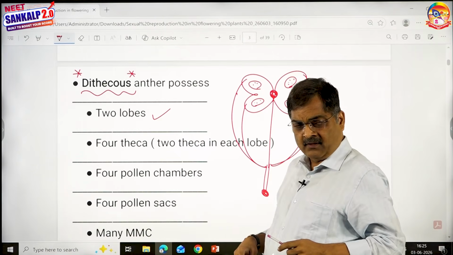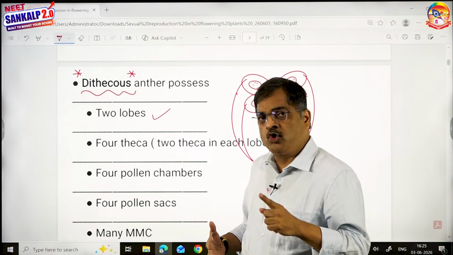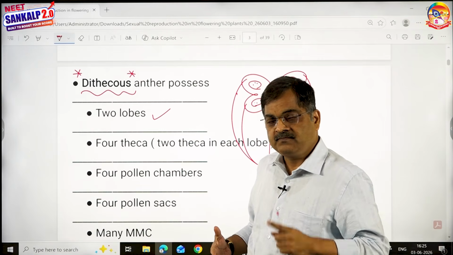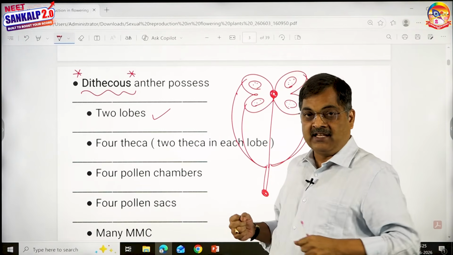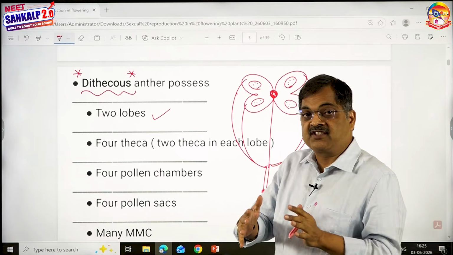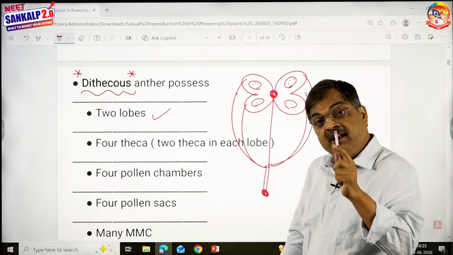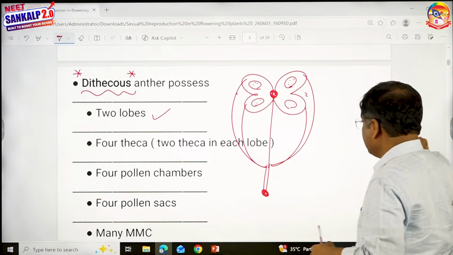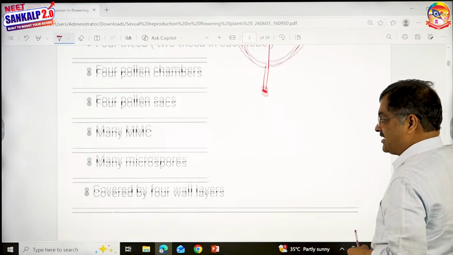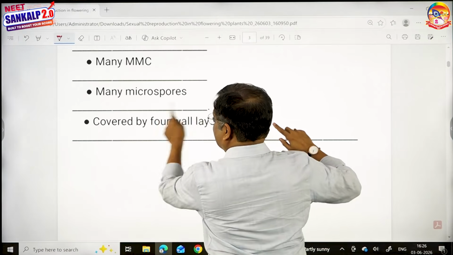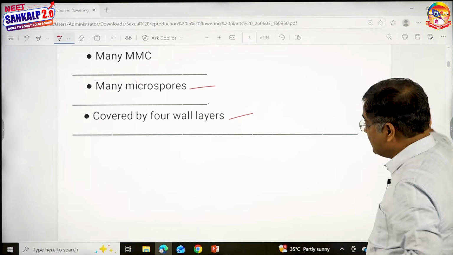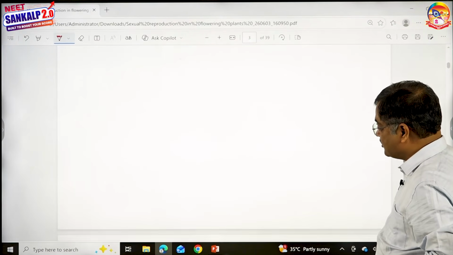Can you guess which family has monothecous anthers? Yes, children, you told correctly, though I can't hear. It is Malvaceae. The family Malvaceae, the hibiscus family, shows monothecous, reniform, kidney-shaped anthers. Now that is about the anther being covered by 4 wall layers. We'll be discussing it. Many microspores. These are the points which you have to remember with regard to stamens, children.